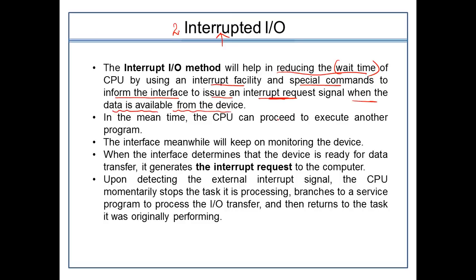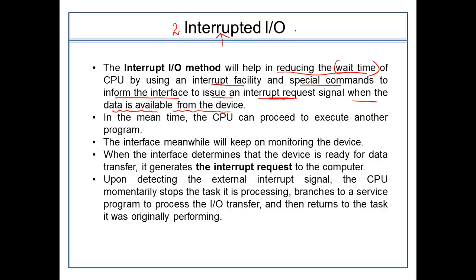Means the CPU need not be kept in the loop until the data is arriving. There is no wait time. Once the data is available within the interface, only then will the interface issue an interrupt request to the processor. Whatever job the processor is doing, it will pause that particular job and start looking at this branch, handling this interrupt request, and accordingly it will start functionality.